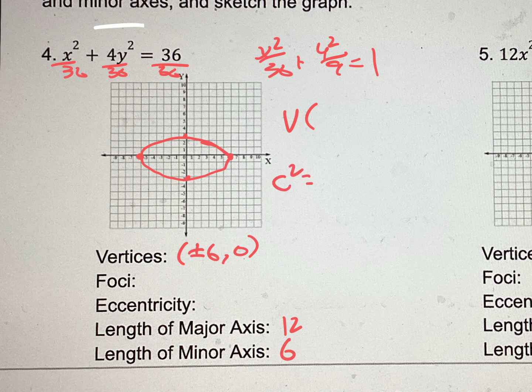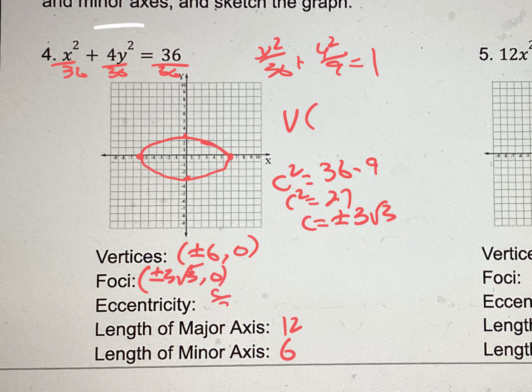The foci, you got to find c squared. Now with the ellipse, it's a squared minus b squared. So I'm doing 36 minus 9. That's 27. Square root of 27 is square root of 9 times 3, which is 3 root 3. And those are on your major axis. I'm going to go plus or minus 3 root 3 and 0.